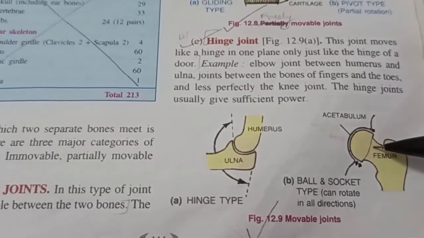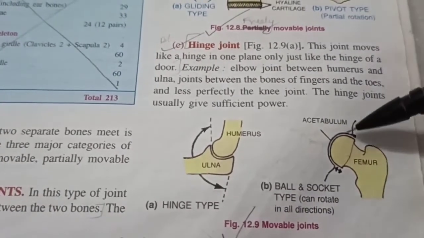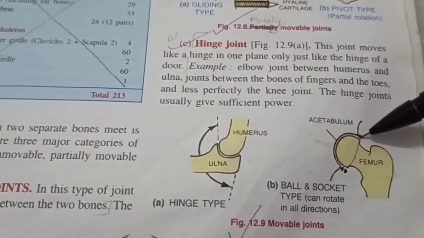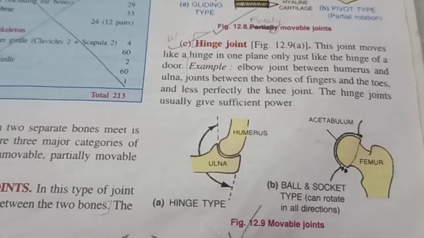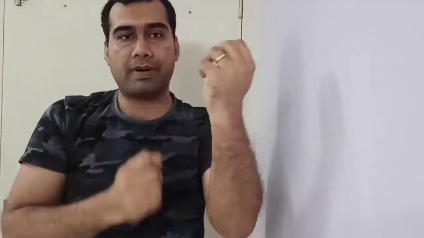Although this is the ball and socket joint of your legs, even at your shoulder, the ball of your humerus fits into the glenoid cavity, and now it can move in all directions. It gives you a lot of freedom of movement, called the ball and socket joint. So you can see that this joint gives you a lot of movement compared to the hinge joint, which is only in one direction, like the hinges of a door.